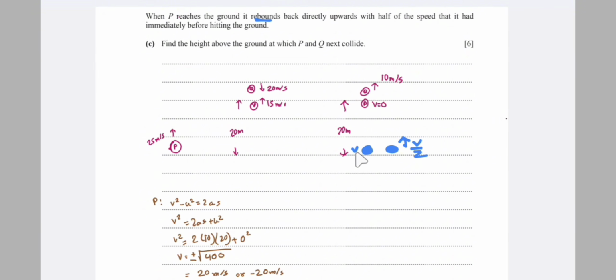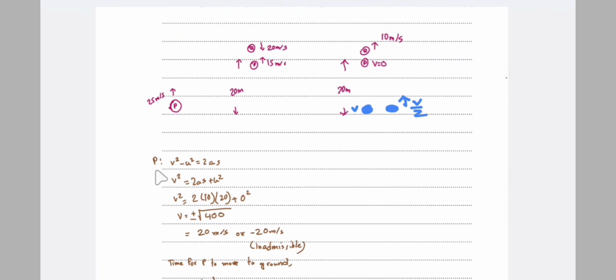So what is the speed when it reaches the ground? So speed of P when it reaches the ground: V square minus U square is equal to 2as. V is the final speed when P reaches the ground, and U is the initial speed, which is 0, that is, it is initially at rest. And since P is moving downward, the acceleration is positive. So after substituting the value, we find the value of V, that is 20 meter per second and negative 20 meter per second. So negative 20 is not the answer, or inadmissible. And when P reaches the ground, it has a speed of 20 meter per second.